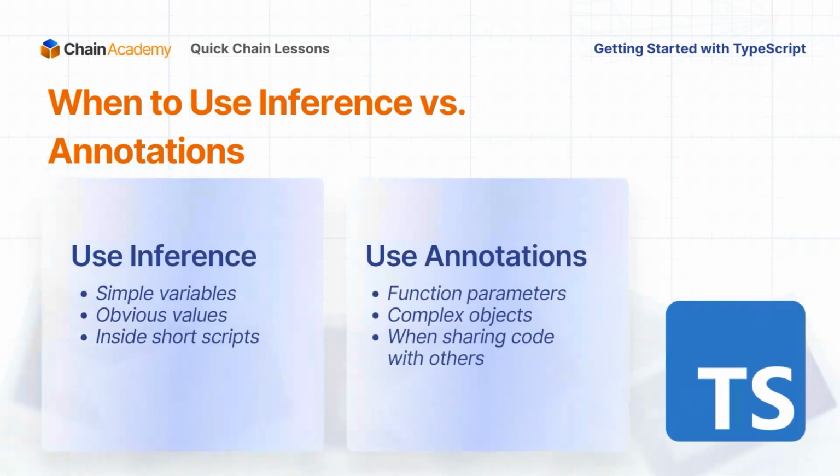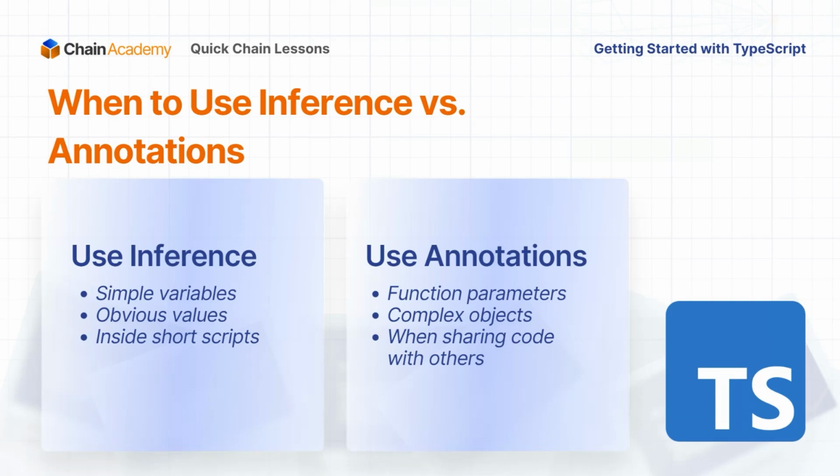So now that we know what both type inference and annotations do, the big question is, when should we use which? Let us start with inference. You should rely on TypeScript's inference when the type is obvious. For example, when you're creating simple variables, assigning clear values, or working inside small scripts where everything is right in front of you. In those cases, adding a manual type doesn't give you any extra benefit. It just clutters your code.